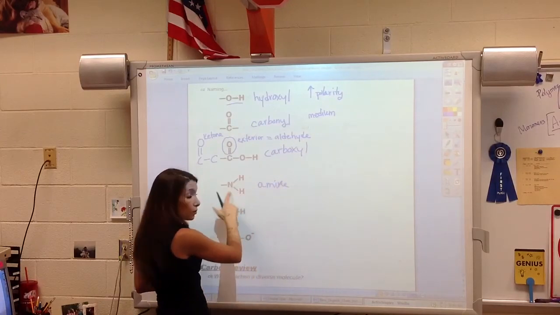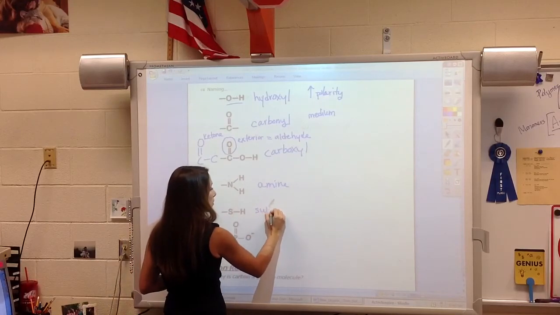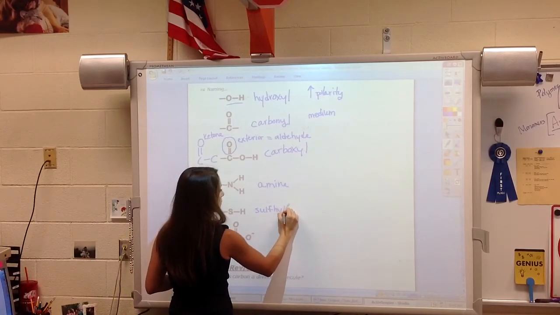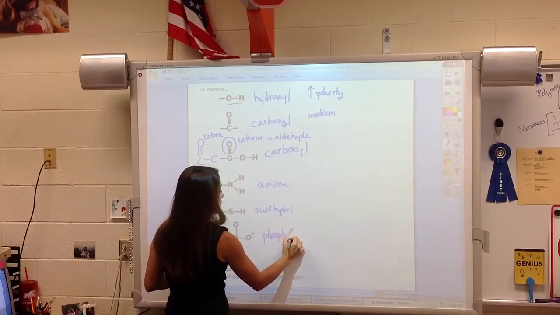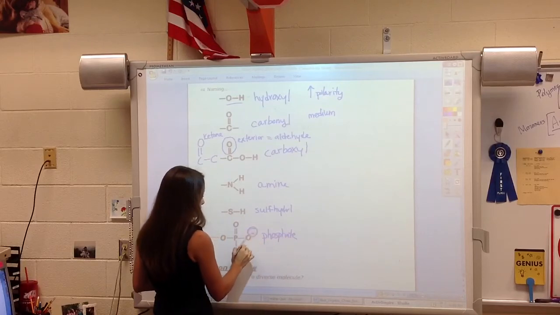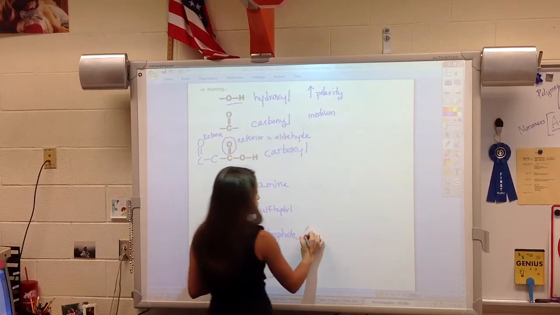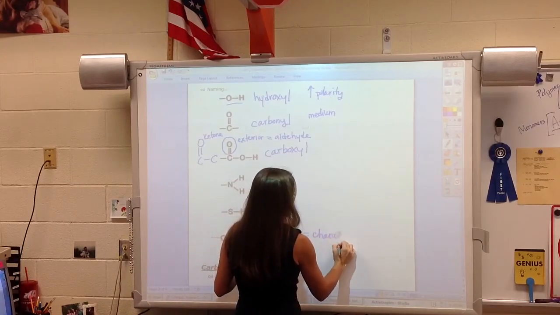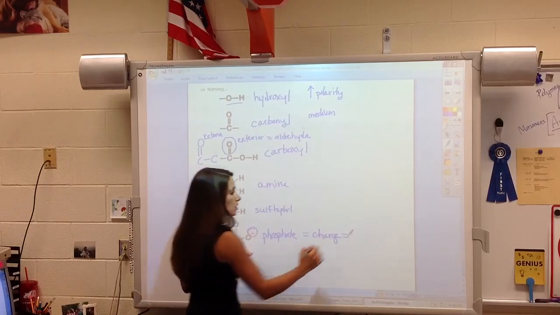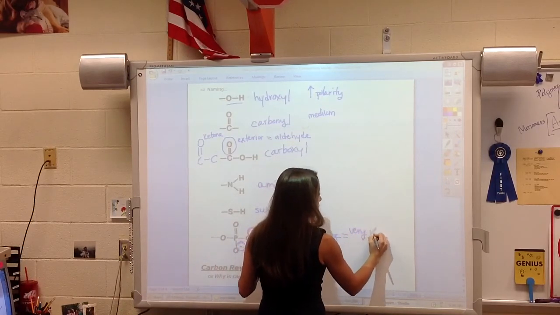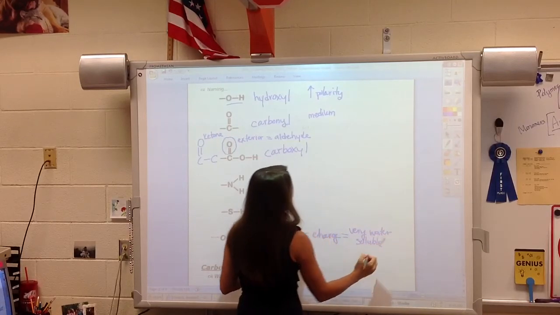If you remember ammonia from chemistry, this is a sulfhydryl group. And here we just have a phosphate. Big thing to notice about the phosphate group is we do actually have a charge, not just polarity, but a charge. And so the charge is going to make it very attracted to that water molecule, so very water soluble. It will dissolve very easily in water.